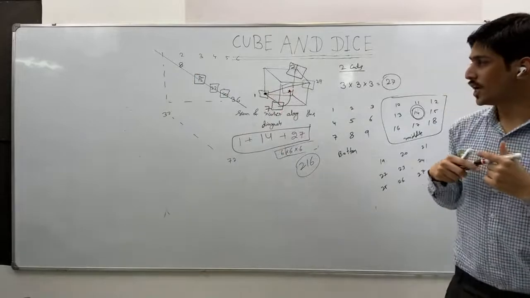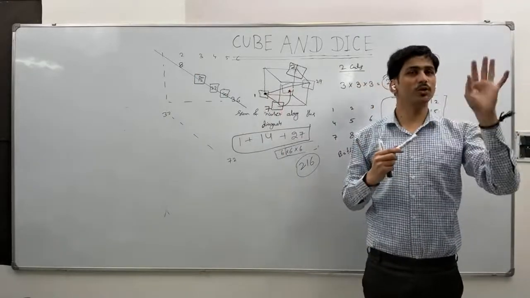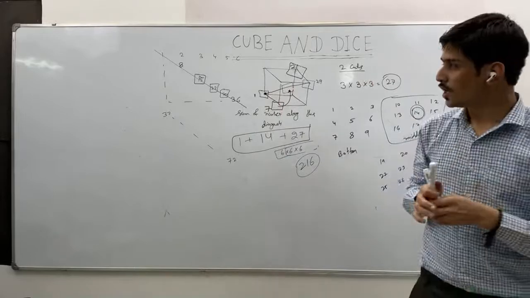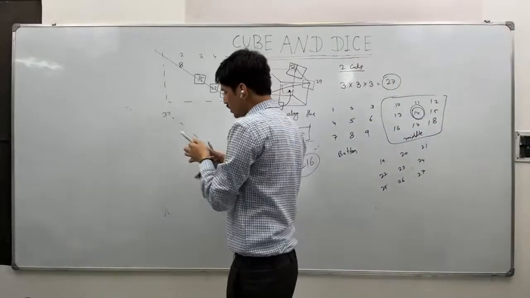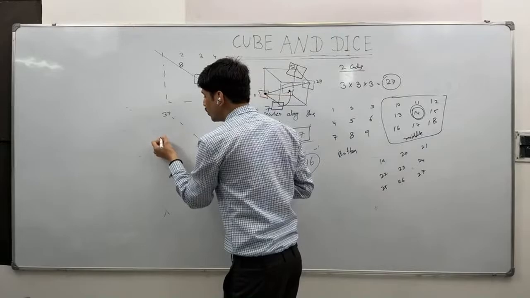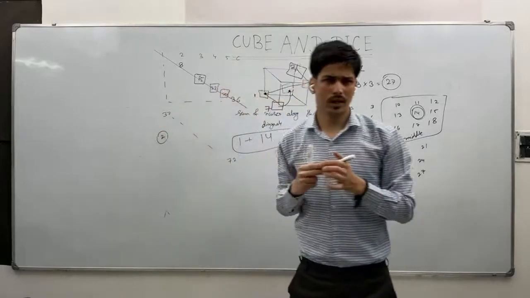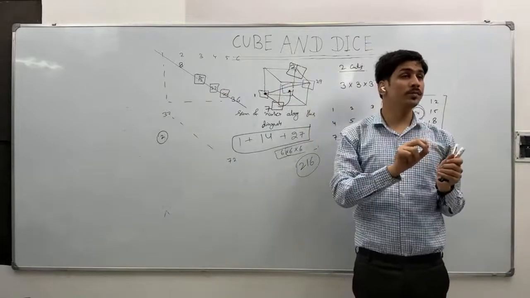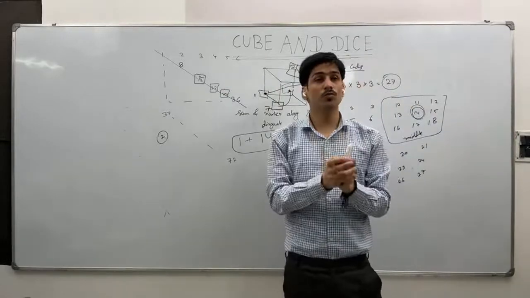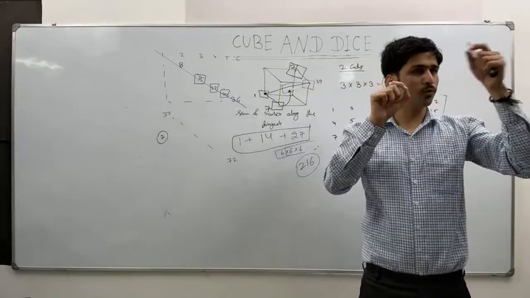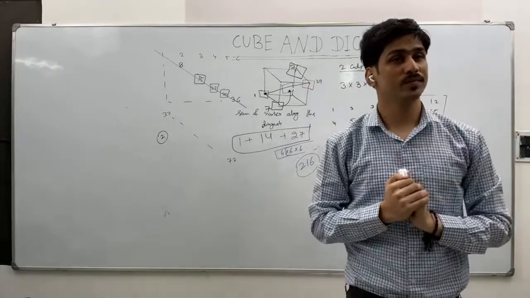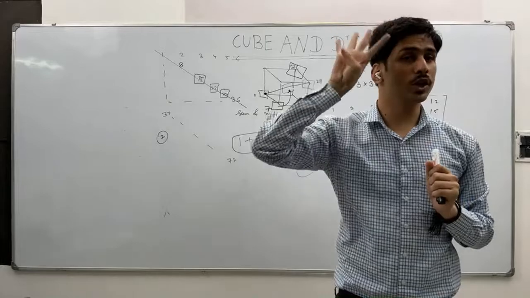Now my question is, if I go to layer number 4, there are total how many layers? 6 layers. If I go to layer number 4, from there, how many body diagonals will be there? 2 body diagonals will be there. Now tell me, what will be the sum of the cubes that lie along the body diagonals in layer number 4? How will you find it?